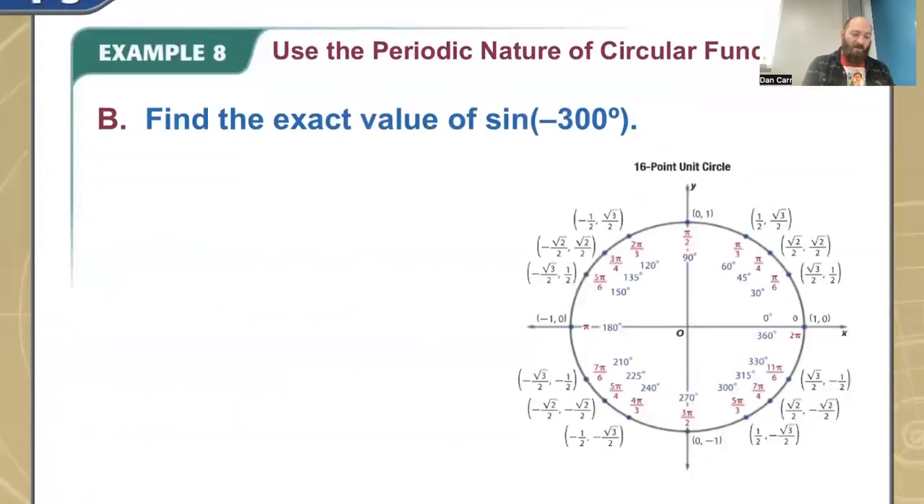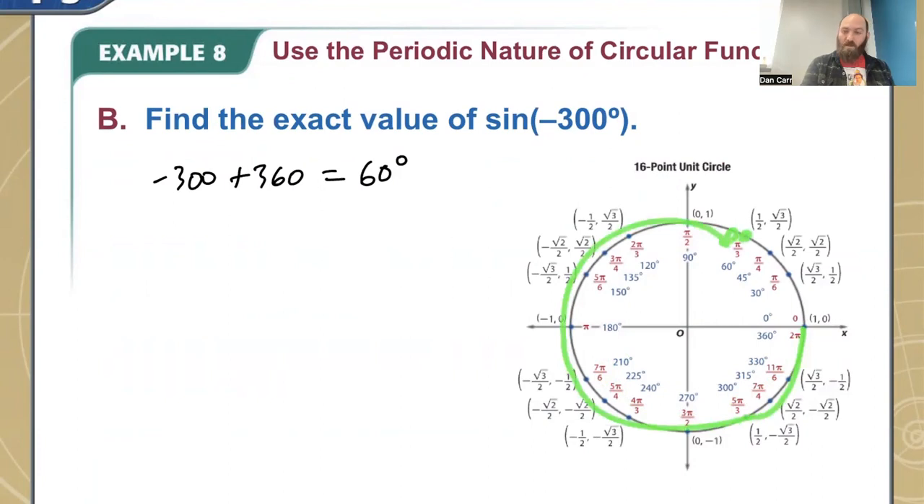Okay. Find the exact value of sine of -300 degrees. So remember, -300 is going to go in this direction here. If I think about it that way, I can find the coterminal angle by taking -300 and adding 360 to it. So that's going to give me a positive 60. So what that means is -300 is going to go here. It's that same position.